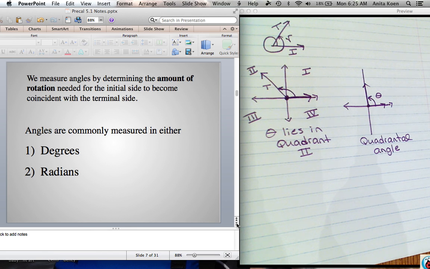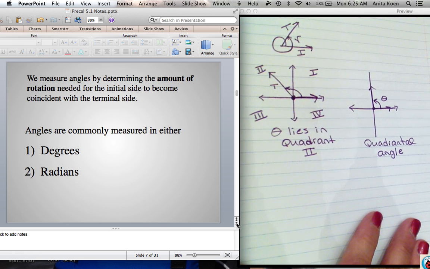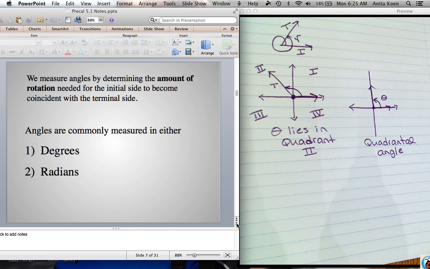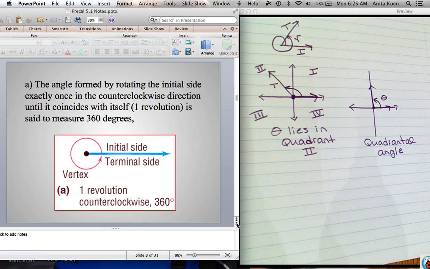Angles are commonly measured in either degrees or radians. Now, hopefully you remember degrees from geometry and from what we've already done in this class. We will be working with radians shortly. So these are the two ways that angles are commonly measured. You can also measure angles in rotations or revolutions. The angle formed by rotating the initial side exactly once in a counterclockwise direction until it coincides with itself, which is one revolution, is said to measure 360 degrees.